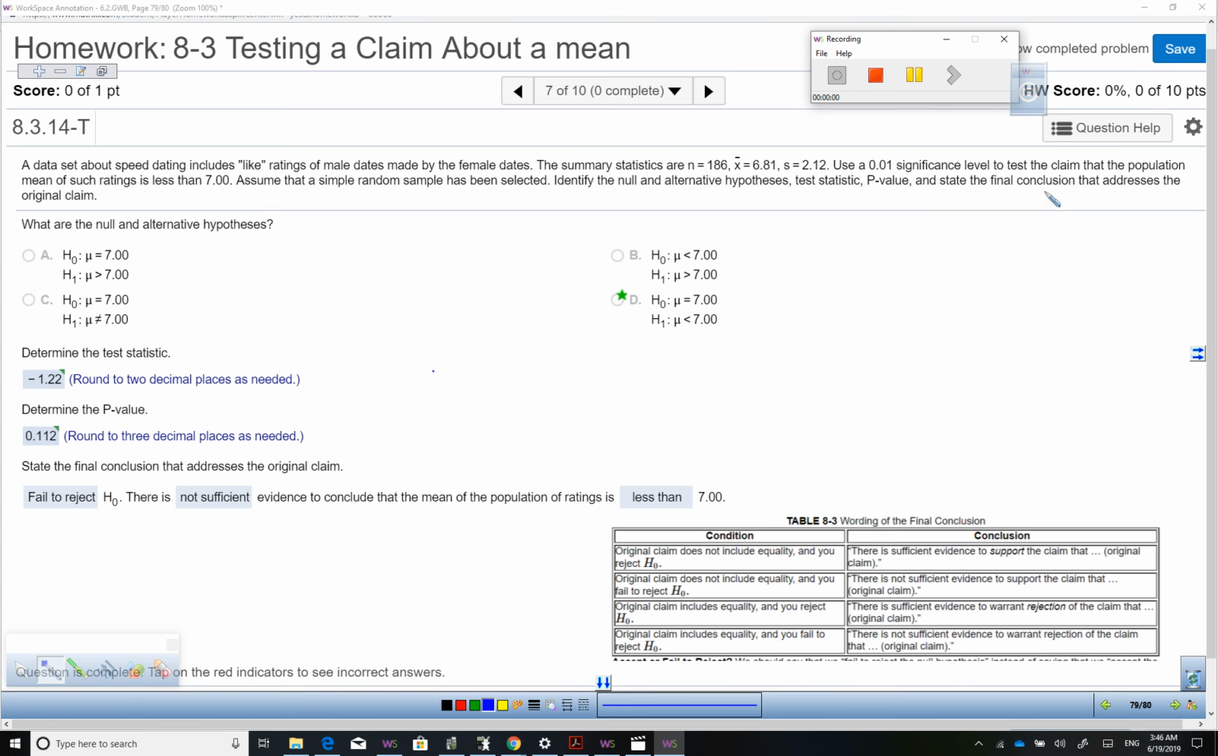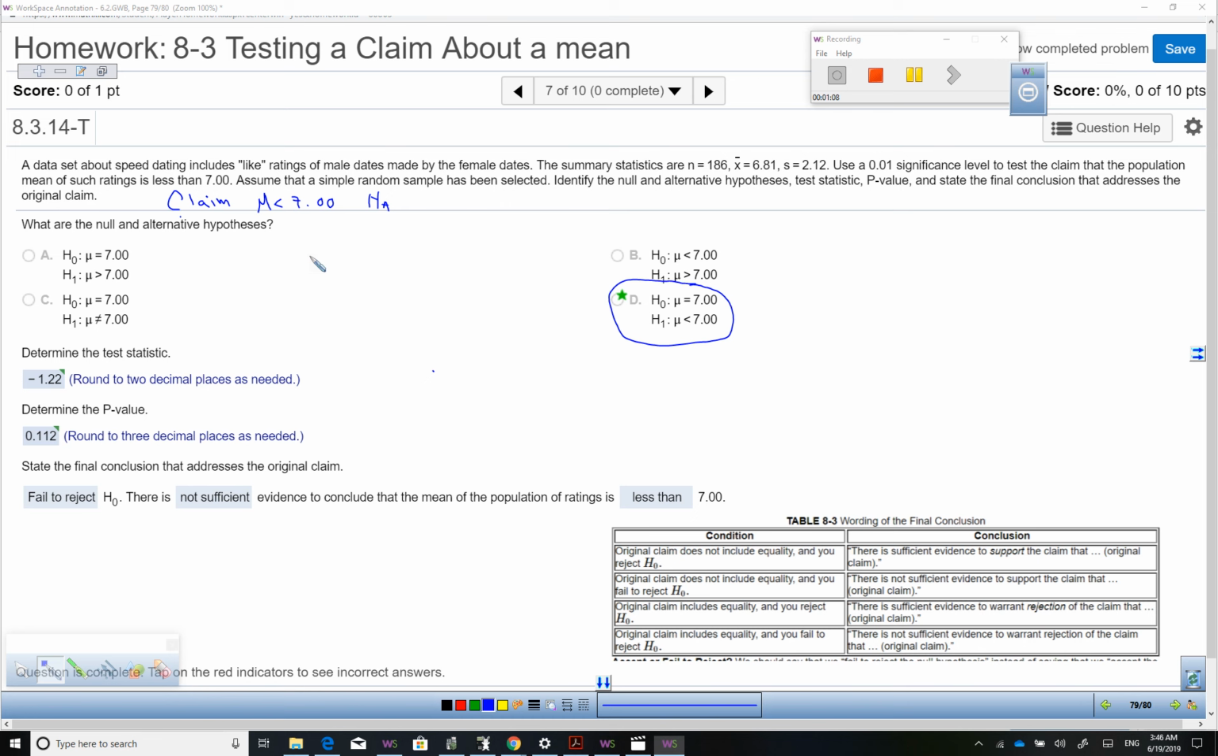Okay, so the claim is that the population mean is less than 7.00. So the claim is that mu is less than 7.00. That goes on the alternative hypothesis, and the null hypothesis, as always, only accepts the equality. Okay. So next part is to determine the test statistic.